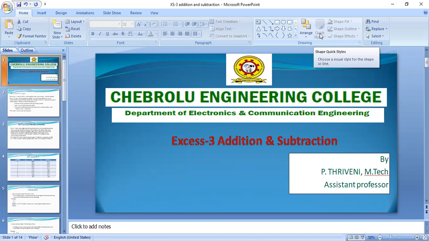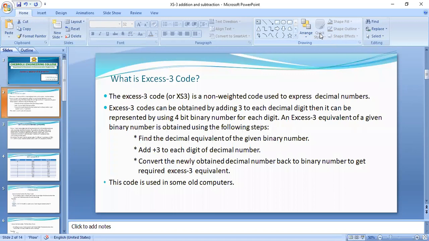Okay, today's session I'm going to explain to you about XS3 code. What is XS3 code? What are the properties of XS3 code, and how to perform XS3 addition and subtraction? To do XS3 addition and subtraction, what are the rules? Okay, so first, what is XS3 code?